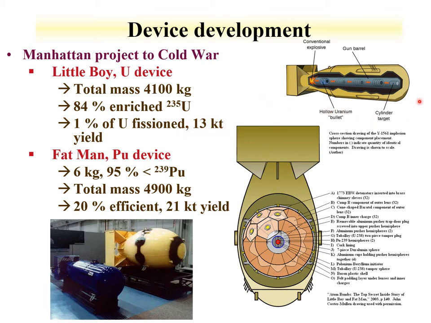The details on the device are shown here. It was a uranium gun barrel type device where you had a hollow uranium bullet and a cylinder trigger. Fat Man was the plutonium device. It had 6 kilograms of plutonium. It wasn't enriched; it had a level of plutonium-239 that was around 95%.